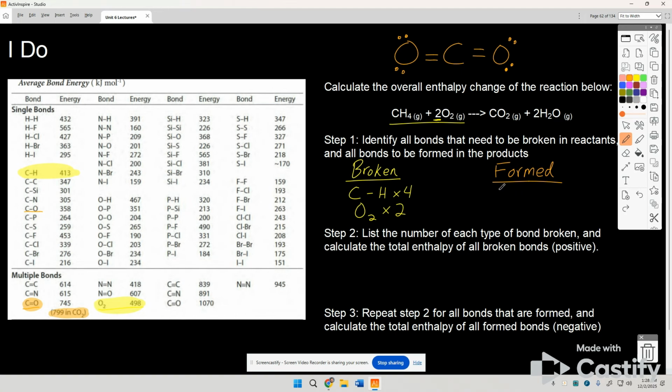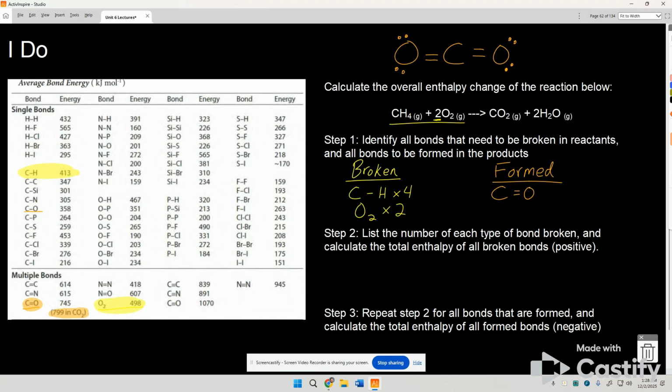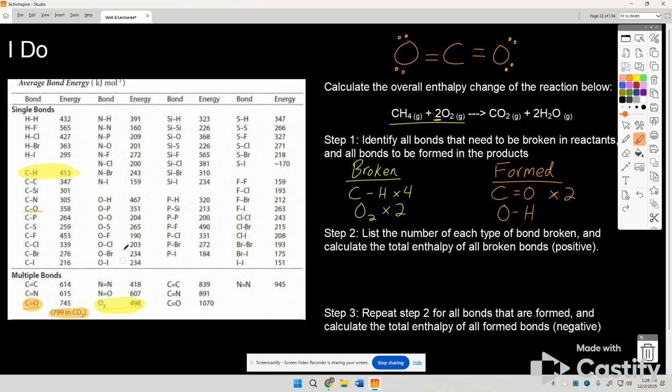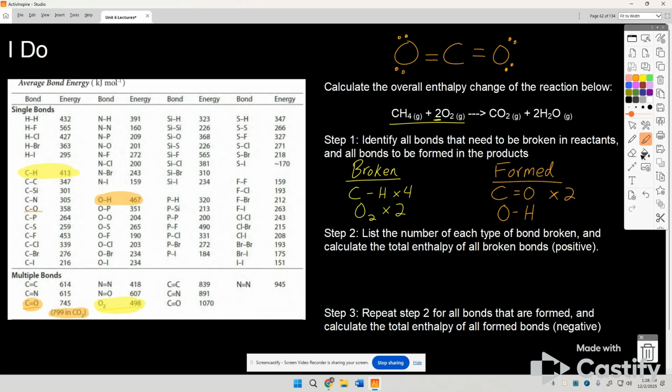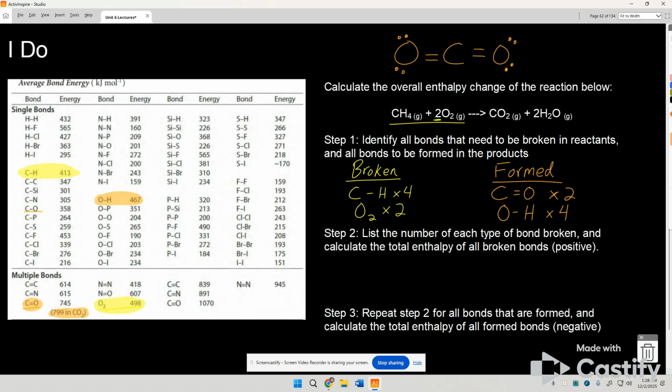So we're going to put down here, we're forming a carbon double bond to oxygen, and how many of those are there? There are 2 of those, right? In CO2, I've got 2 double bonded oxygens. Then for my water, my H2O, what do I have going on there? Well, I'm making some oxygen to hydrogen bonds. Looking at my table over there, they have to be single bonds because we're working with hydrogen, and oxygen-hydrogen bonds are right there, that 467. And how many of those are there? We have a total of 4. Each water molecule has 2.